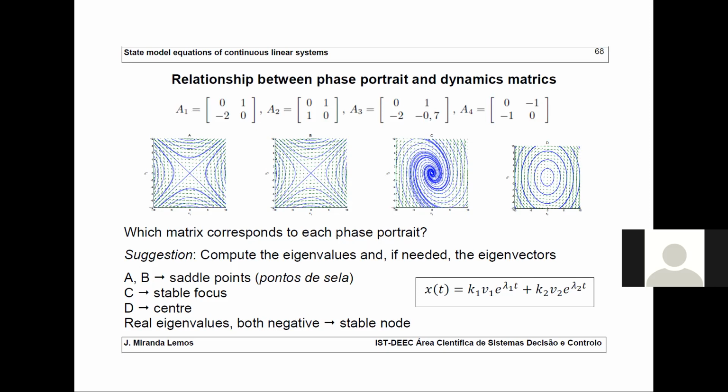No, professor. I have one. Just why does the C1 go towards the middle? Is it because the real part is negative? What is the C1? The C graph. In this case, it's because the real part of the eigenvalue is negative.